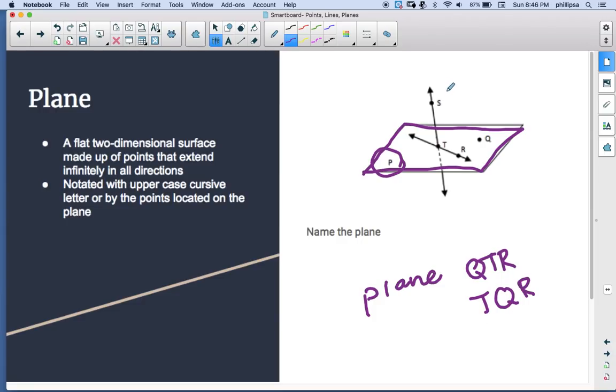But I would not be able to say plane SQTR. S is not on the plane. S does lie off of that plane. It is perhaps on a different plane that we do not know, but it is definitely not on the same plane as P. So despite the fact that it's on a line that has an endpoint which is on the plane, because S is off of the plane, we cannot name it by that point.